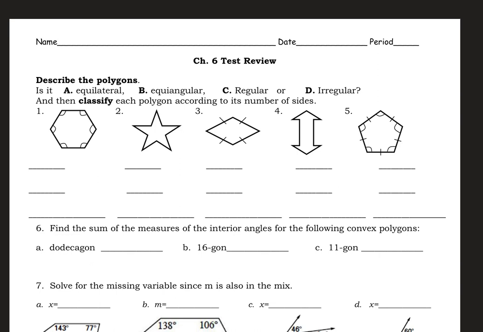So reminder that equilateral means that all the sides are equal. So these are all equal sides. And then your equiangular, this means all equal angles. Regular means that it's both. And your irregular, this is going to mean that it's neither.